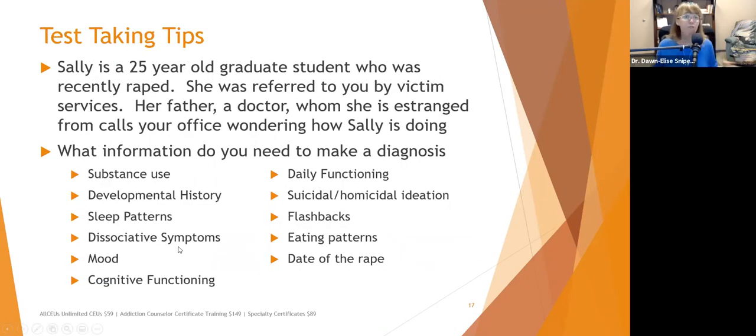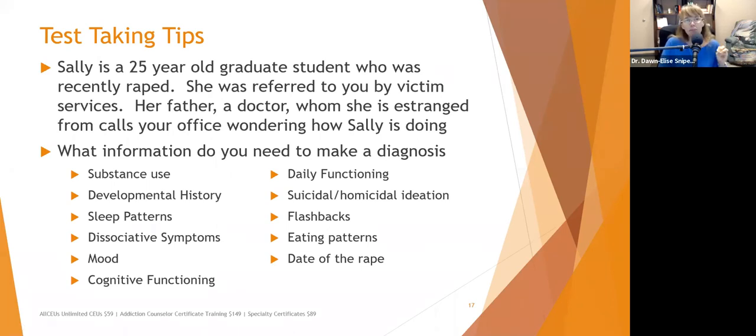Now, as promised, we will go through some test-taking tips. Today, we're going to go through a little vignette about Sally. Sally's a 25-year-old graduate student who was recently raped. She was referred to you by victim services. Her father, a doctor whom she is estranged from, calls your office wondering how Sally's doing. So that's all you get for the vignette.